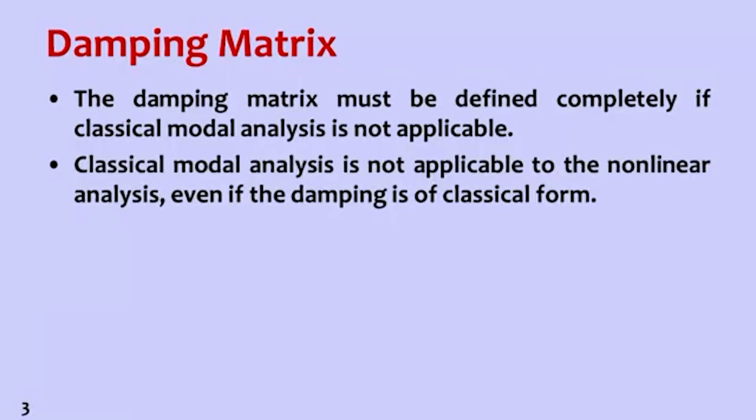Now let us discuss what is classical and non-classical damping. The damping matrix. If we are talking about multi-degree of freedom systems, we need to define a damping matrix. In a single degree of freedom system we define damping as a single term. Generally damping is a non-linear phenomenon, because it depends on the displacement and velocity time history. If there is more velocity, damping is proportional to that.